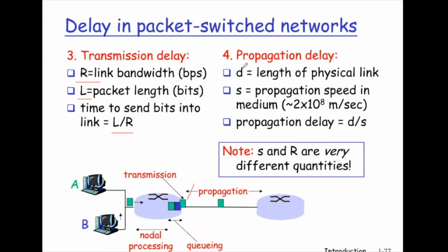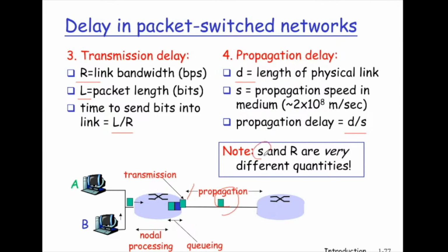Final component, propagation delay. Provided the length of the physical link, D, and the propagation speed of signals traveling the physical link, S, we know that the propagation delay is D divided by S. So essentially, it's the time for the packet to traverse the physical link.